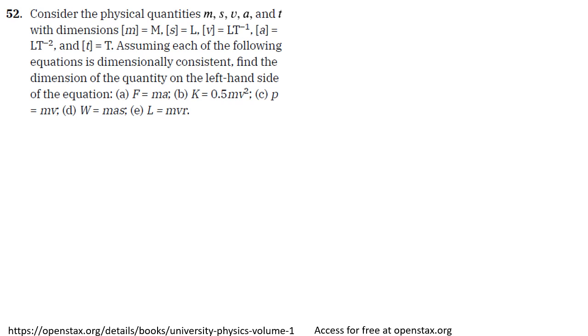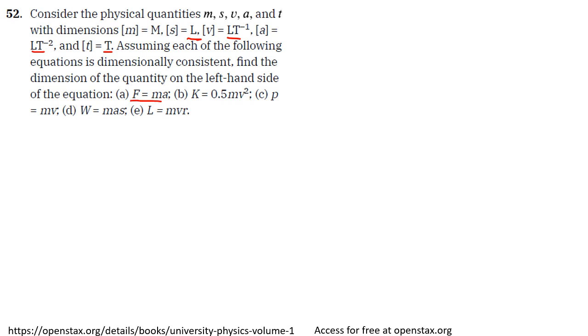Consider the physical quantities mass, displacement or distance traveled, velocity, acceleration and time with dimensions. The dimensions of mass, length, velocity, acceleration and time are given. Dimensions means any physical quantity can be expressed in terms of basic quantities like mass, length, time, etc.